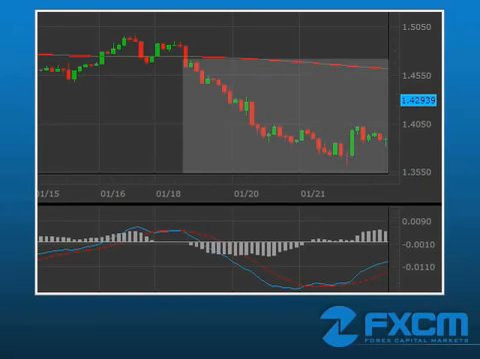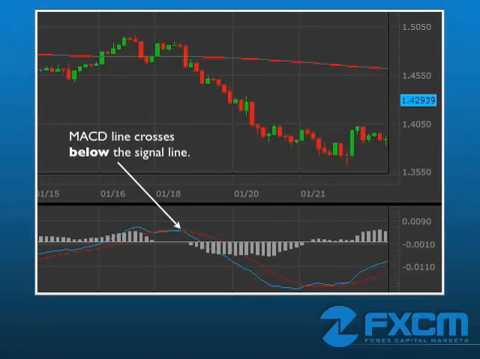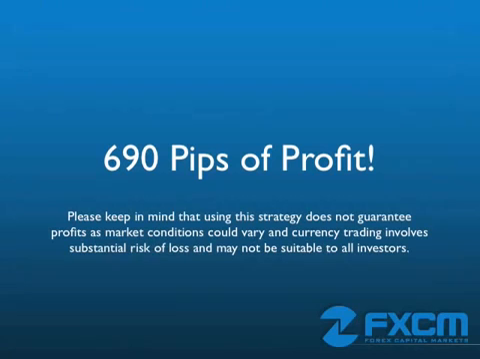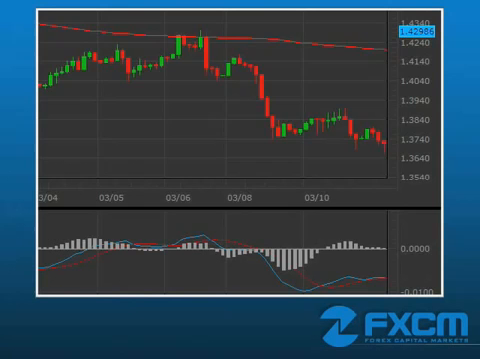You can see here that the price action is currently below the 200-period simple moving average, so we know the pound dollar is currently in a downtrend, so we want to look for selling opportunities. Okay, here's the perfect example of where the MACD line crosses below the signal line, giving us a signal to sell. Let's go ahead and enter here at a price of roughly 1.4650. Now moving forward, things are looking pretty good. And right here, the MACD line crosses back below the signal line. We can close out our trade here at about 1.3960 and take a profit of about 690 pips.